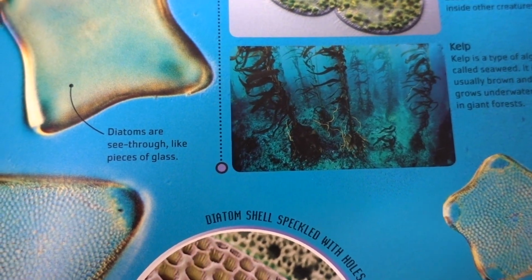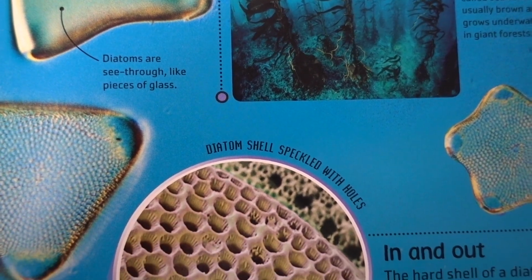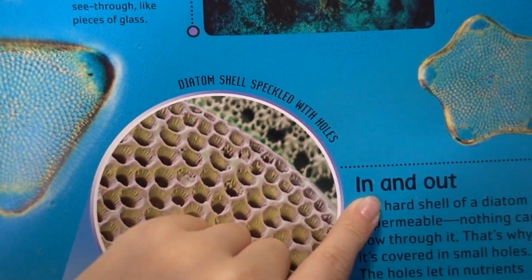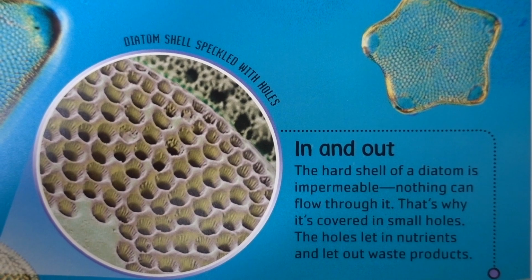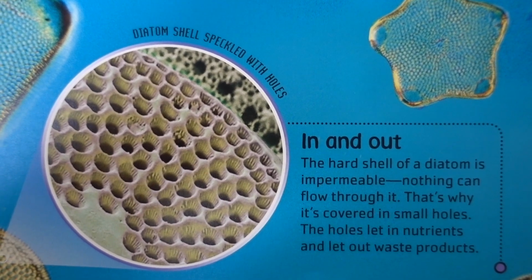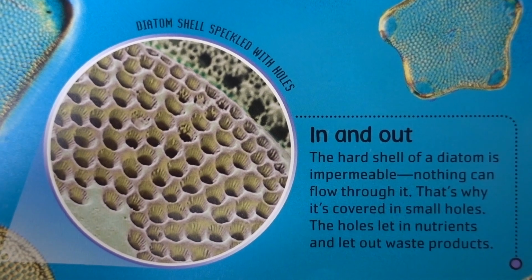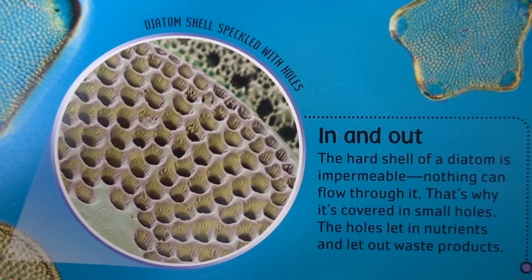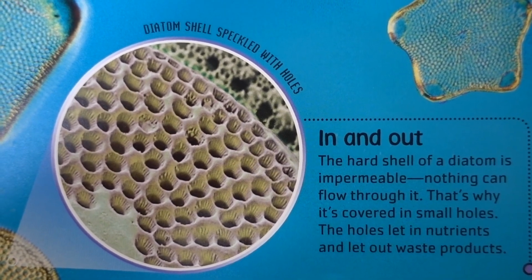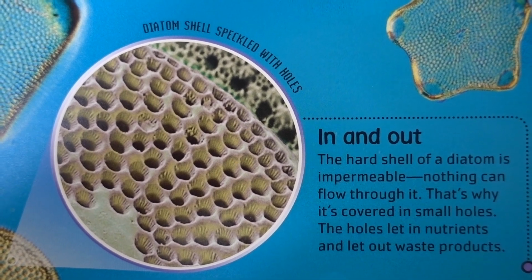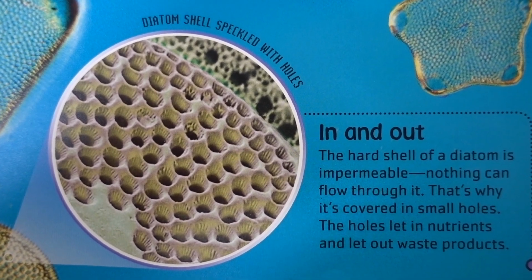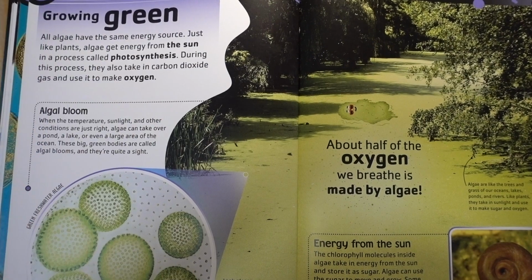Diatom shell speckled with holes, in and out. The hard shell of a diatom is impermeable. Nothing can flow through it. That's why it's covered in small holes. The holes let in nutrients and let out waste products.